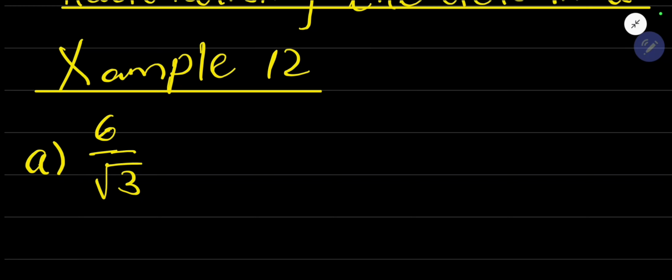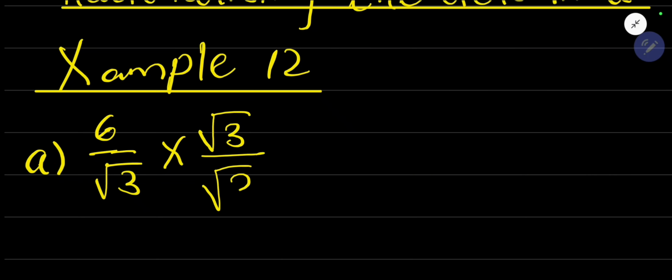So how do you rationalize a denominator if the problem is in this form? This is so simple, guys. You simply multiply by a fraction of the denominator that you want to rationalize. I had root 3, so that's why I'm multiplying by root 3 divided by root 3.